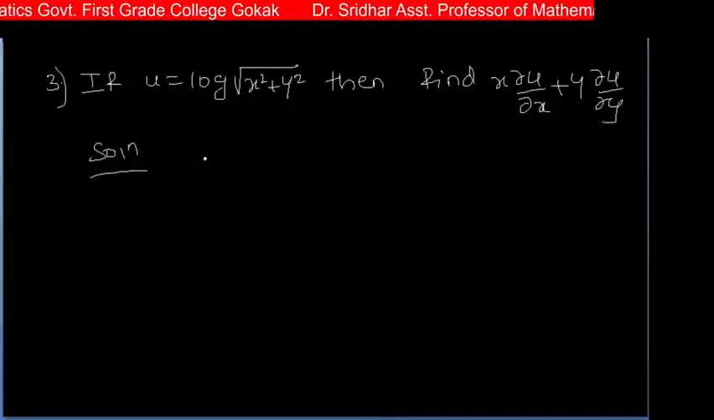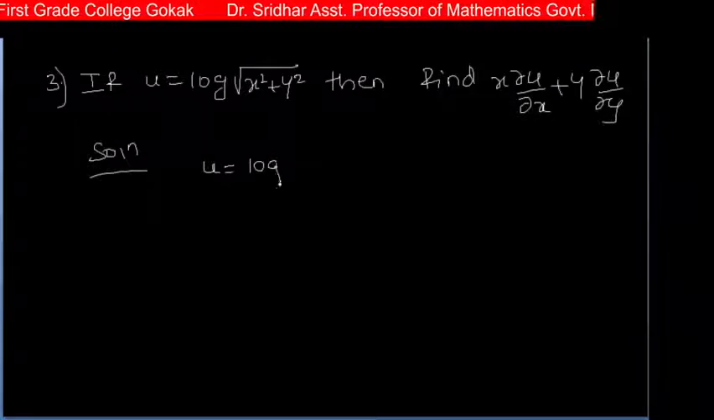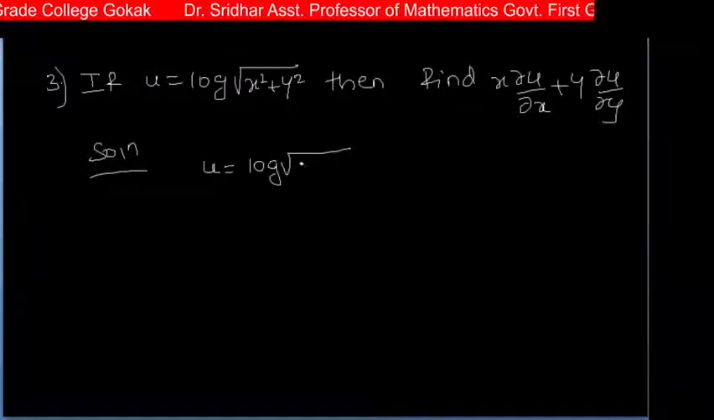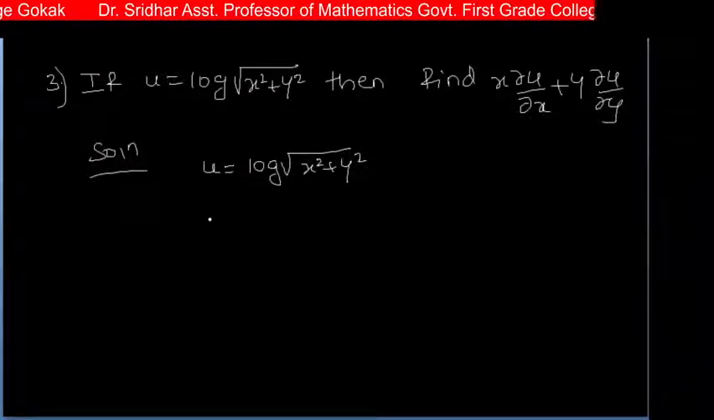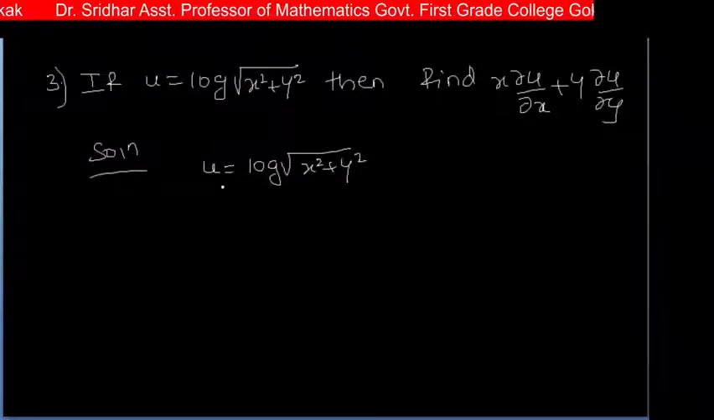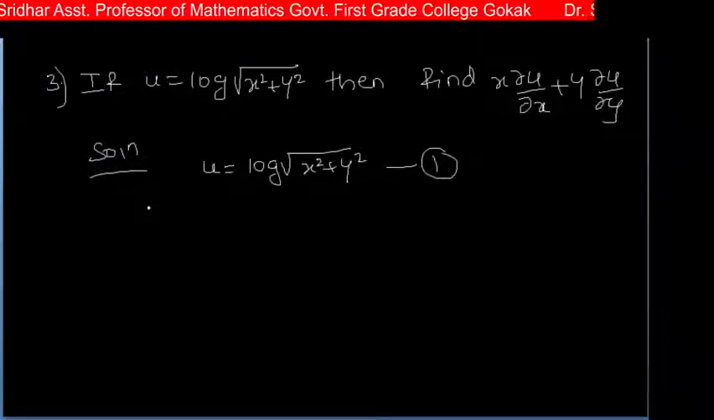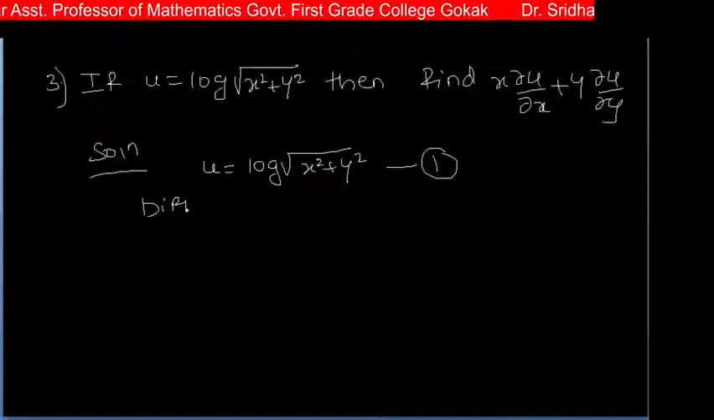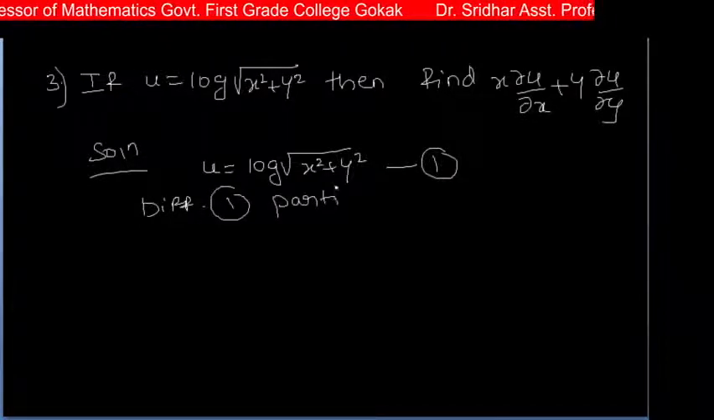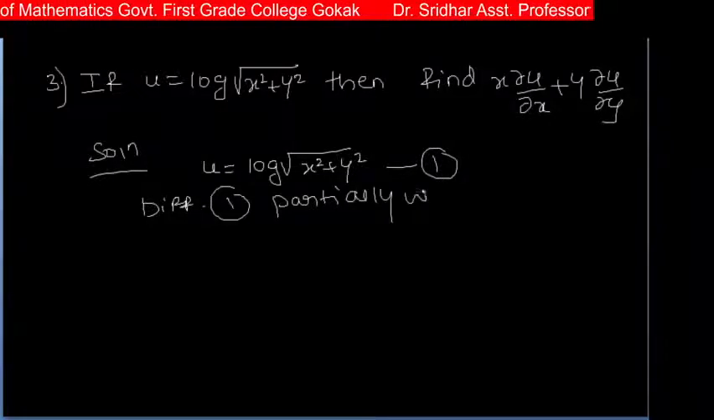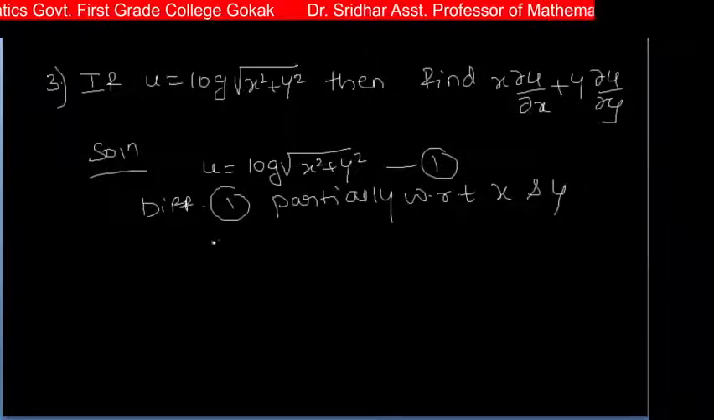So first we write the given equation, that is u is equal to log root of x square plus y square. Call this equation as 1. Now differentiating 1 partially with respect to x and y.